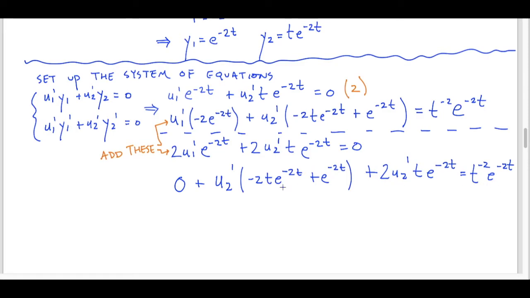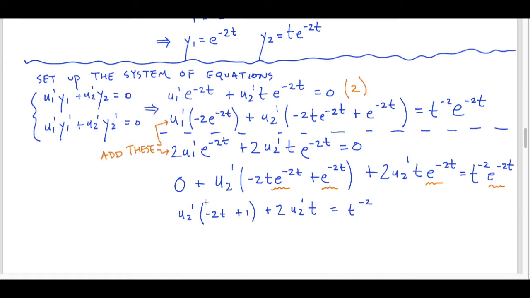Now I've got some cleaning up to do in this equation. I guess right off the bat I would note that every term, even once I've distributed through these parentheses, every term has an e to the negative 2t in it. So just to kind of clean up the algebra a little bit, I'm going to divide the entire equation by e to the negative 2t. That yields this equation here.